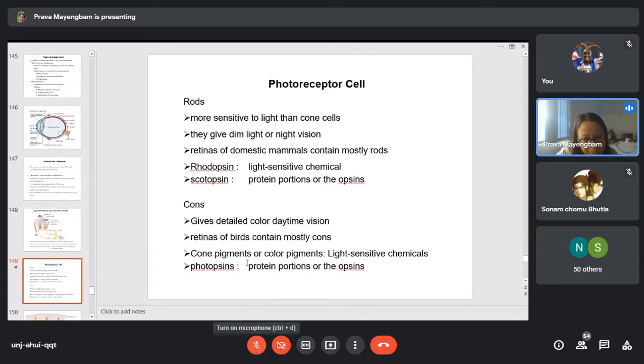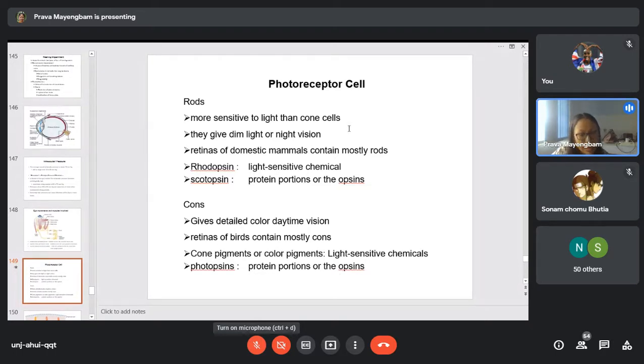Then cone pigments, or the color pigments, are the light sensitive chemicals in the cones, while photopsins are the protein portion, or the opsins. That means opsins of the cones are called photopsins, and opsins of the rods are called scotopsins. So what are photoreceptor cells? If you are asked what a photoreceptor cell is, you will be able to write a few lines at least. Where are they present? They are present in the retina of the eye.